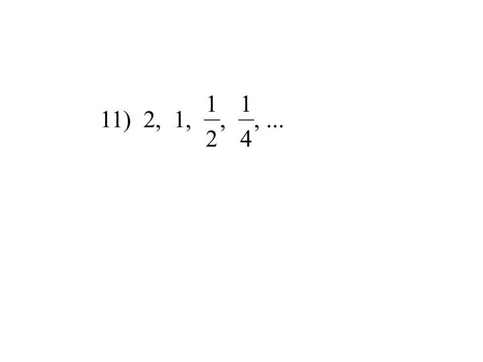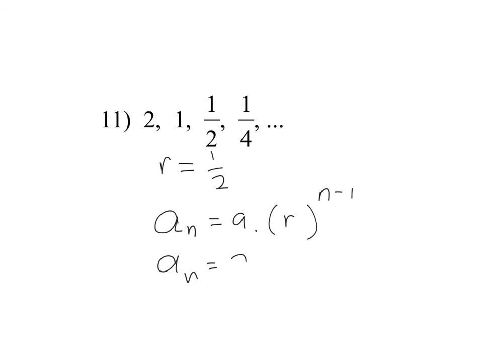Over here, to go from 2 to 1 to 1/2 to 1/4, it looks like we're multiplying by 1/2. Since it has another common ratio, this indicates a geometric sequence whose formula again is a sub n is the first term times a common ratio to the power of n minus 1. So first term is 2, common ratio is 1/2, to the power of n minus 1.